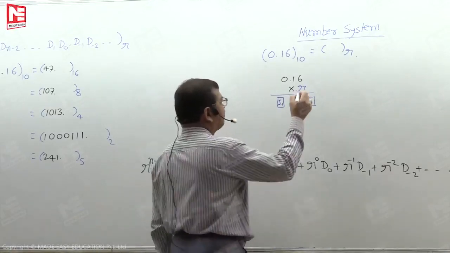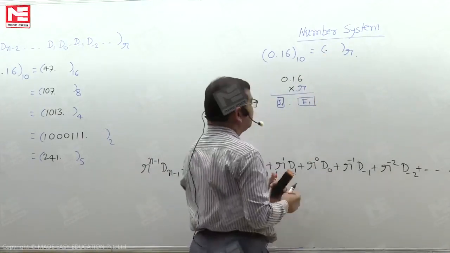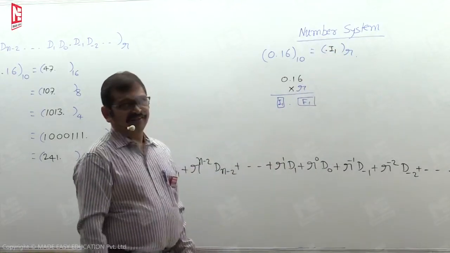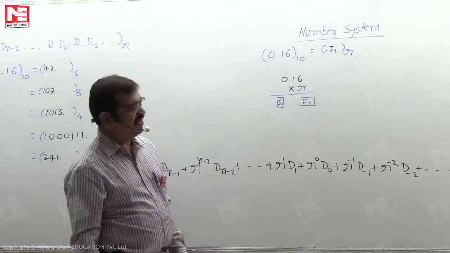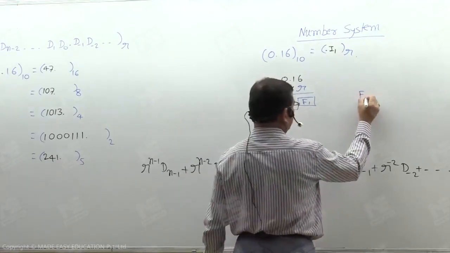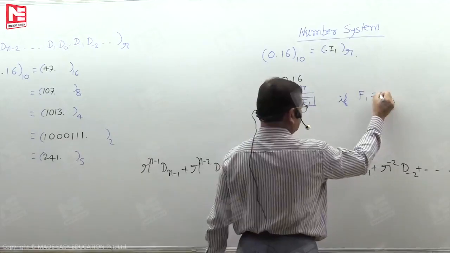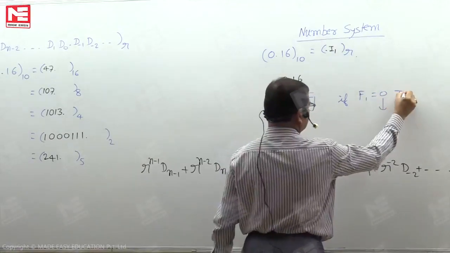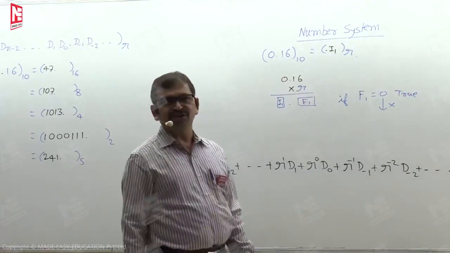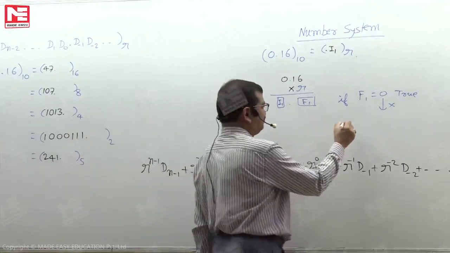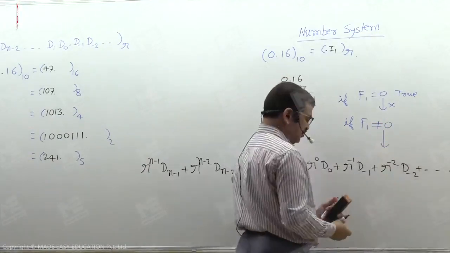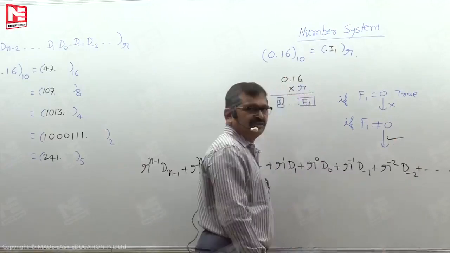What is the integer part we are reading? After this radix point, the first digit is this integer digit. This integer digit is the first digit after the radix point. Later we look at the f1 value. If f1 is 0, further multiplication is not possible. But if f1 is non-zero, further multiplication is possible.